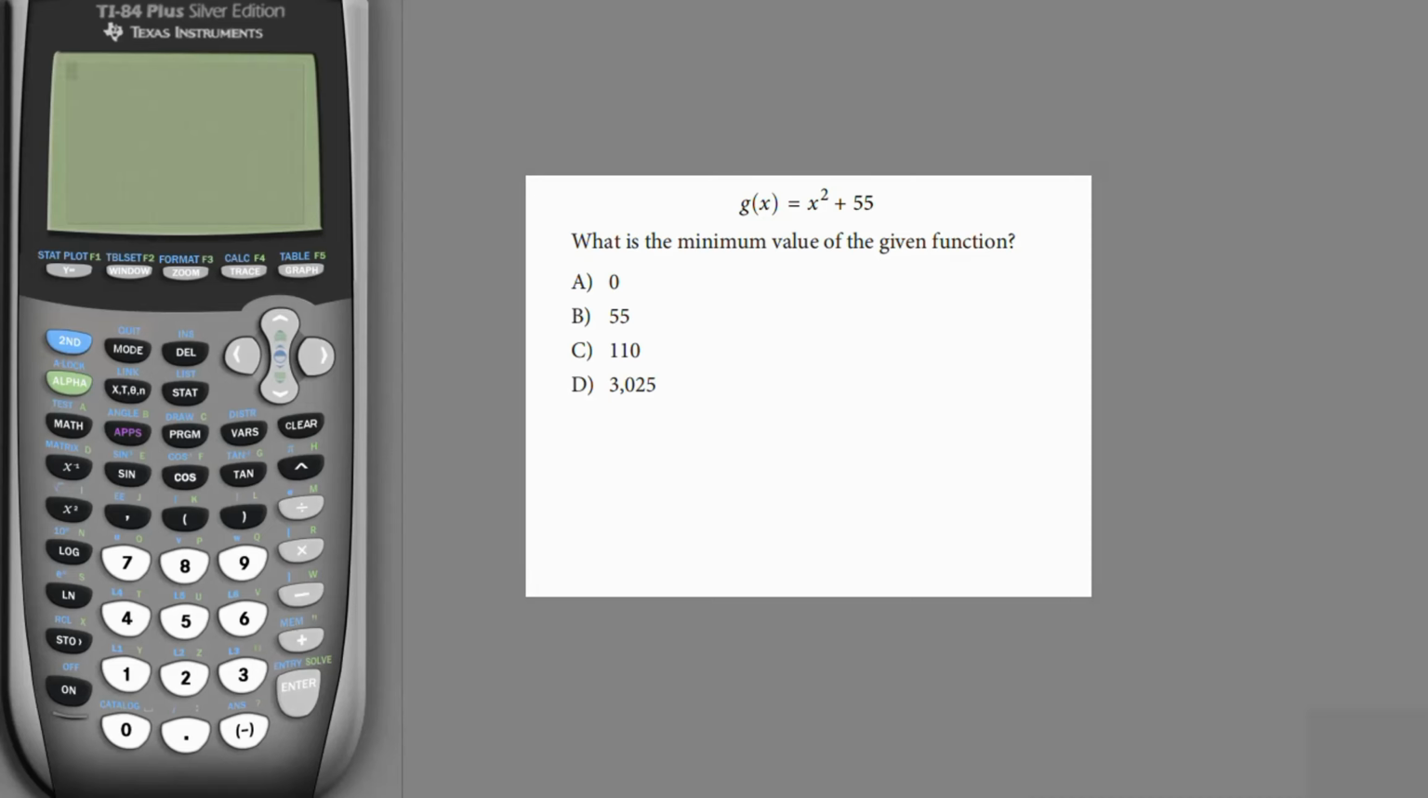In this video, we are going to learn how to solve this math question easily and fast. Alright, so let's get started. The question says, what is the minimum value of the given function? We have g of x equals x squared plus 55.